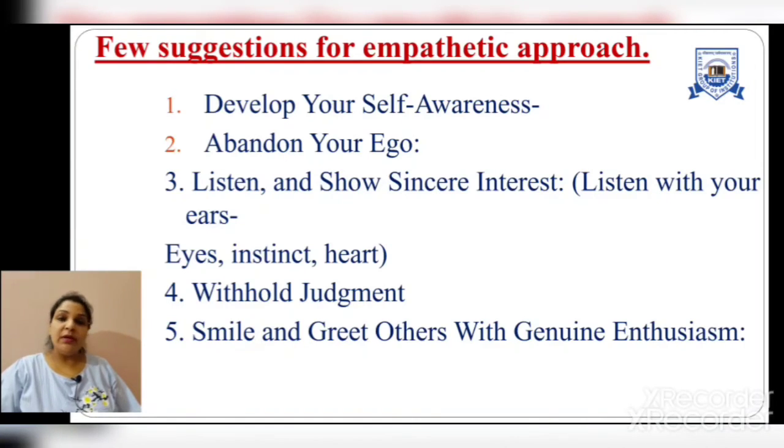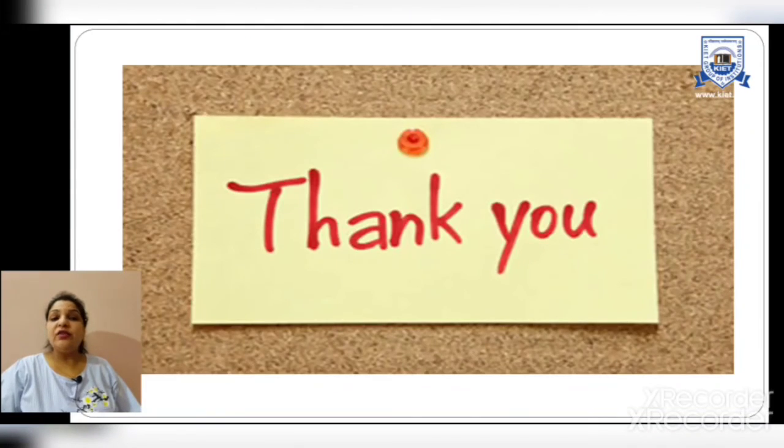Second, abandon your ego. Most of us have a tendency to assert ourselves. In order to empathize deeply, we need to tame and put aside our egos. We need to become aware of the feelings of others. Third, listen and show interest.